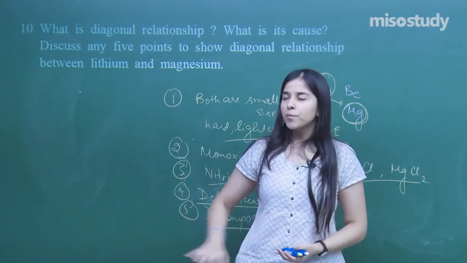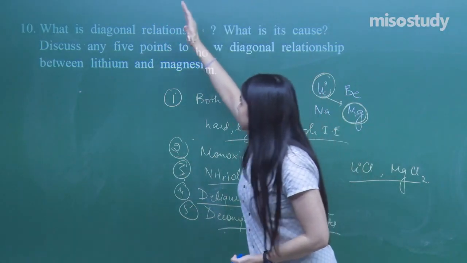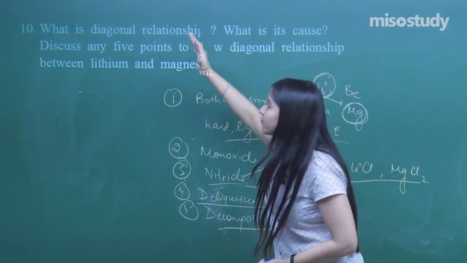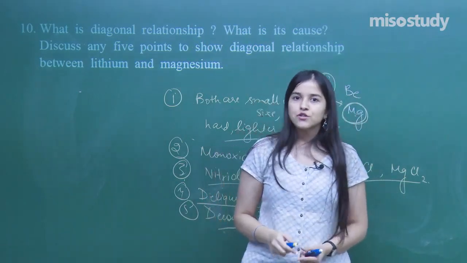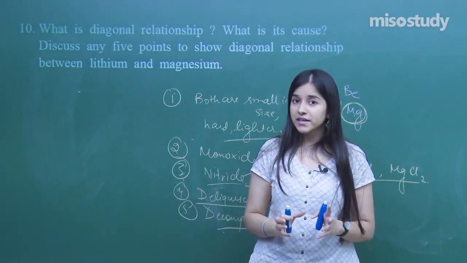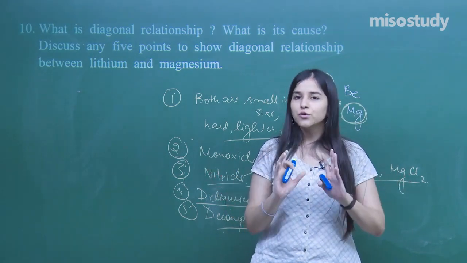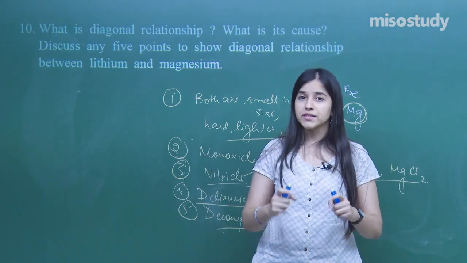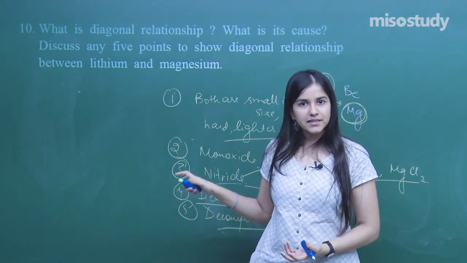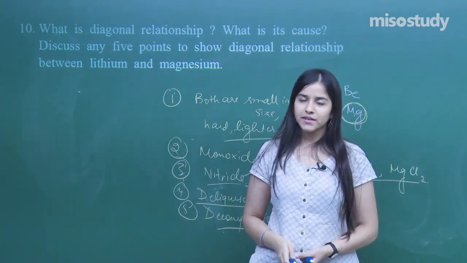Clear? I hope everybody has understood the 10th question also. Go in a stepwise manner: first the definition of the diagonal relationship, second the cause, and then the 5 points that you need to write. I hope everybody has enjoyed this questionnaire round, and we have done a lot of reasoning here. Try to revise it once again, and that will give you good marks. Also make simple notes of these reasoning questions so that you are able to revise them at the time of exam. Clear? Have a nice day.